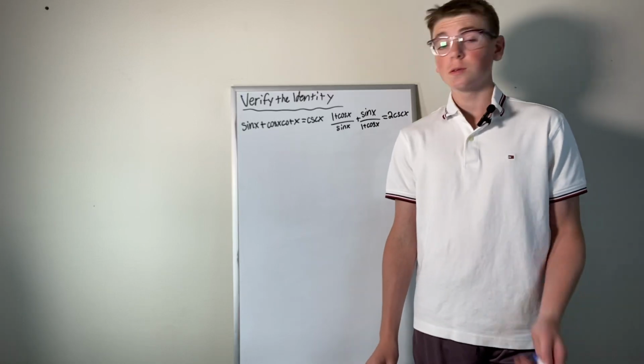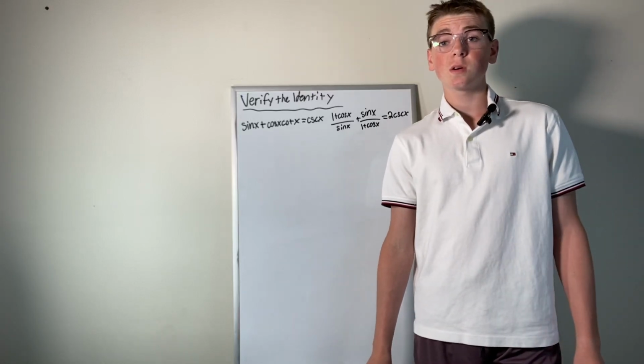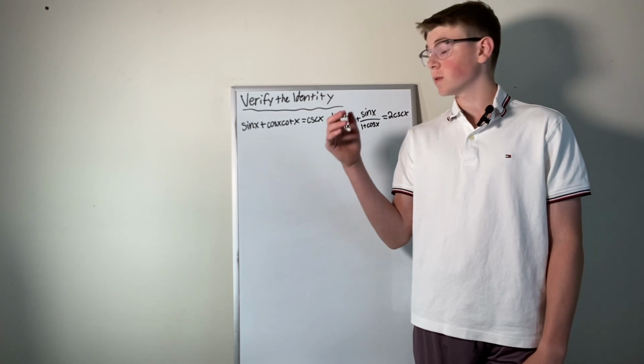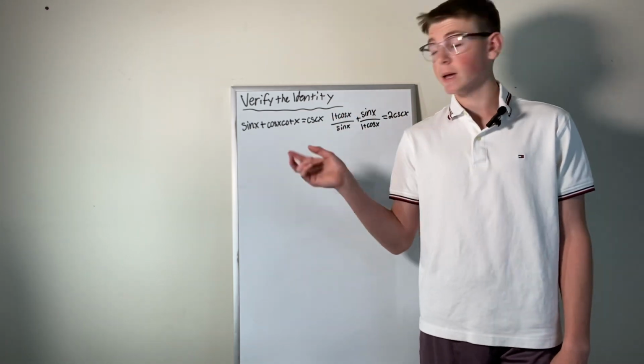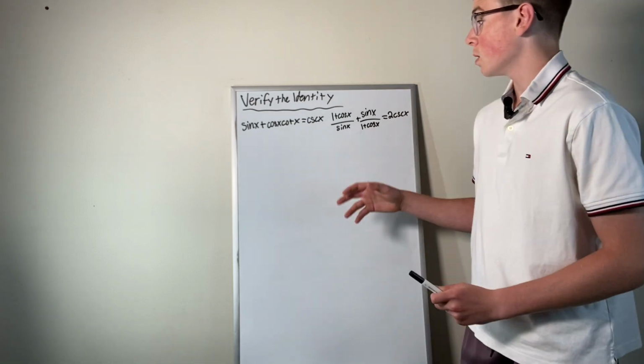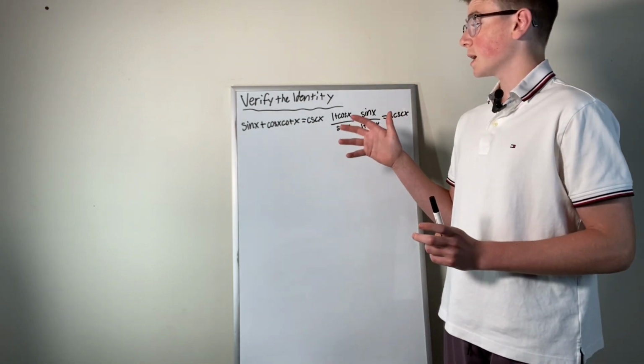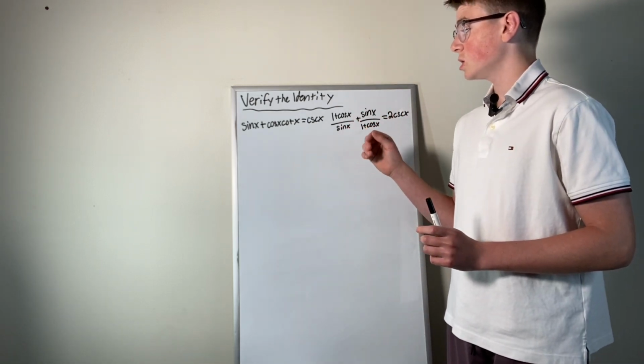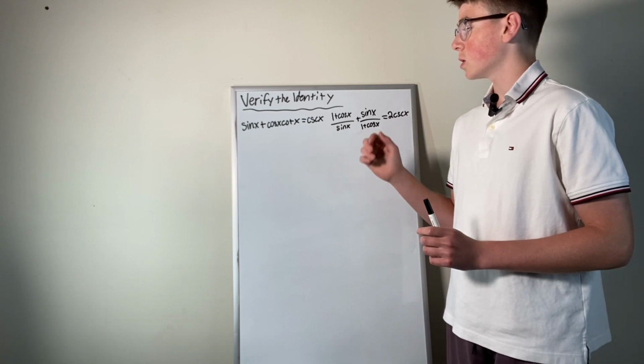Now, on to verifying the identity. What we have to do is keep one side the same as it starts and then make the other side equal to it. So our first problem is sine x plus cosine x cotangent x equals cosecant x.